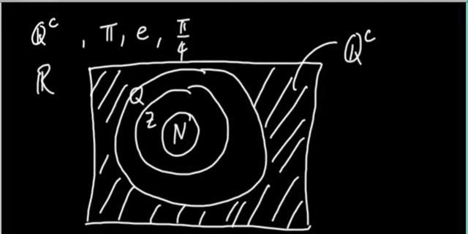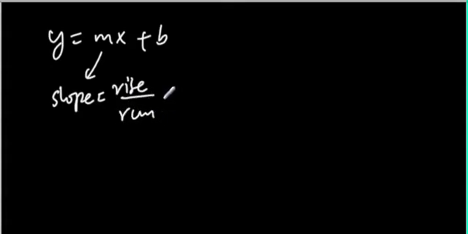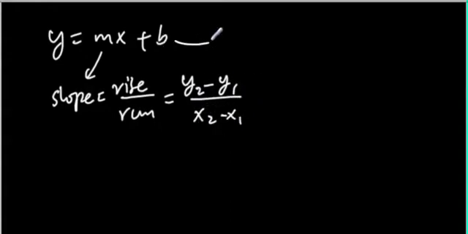The next thing we went over was the most basic linear equation ever, which is y equals mx plus b. We said that m is the slope, and that's the rise over the run, and the formula for that was y2 minus y1 over x2 minus x1. B was the y-intercept. Nothing really surprising there. And that's just the equation for a straight line.